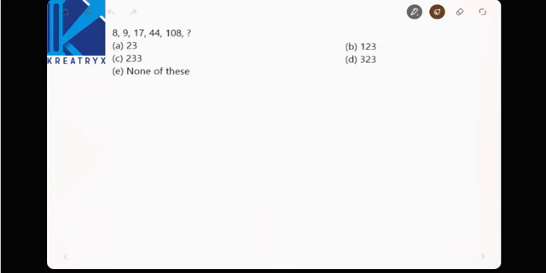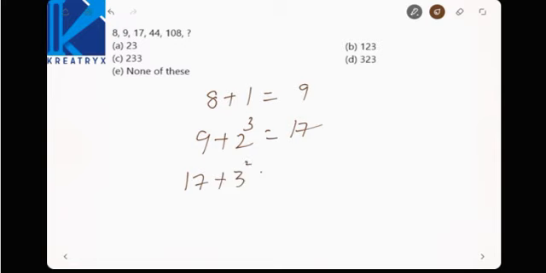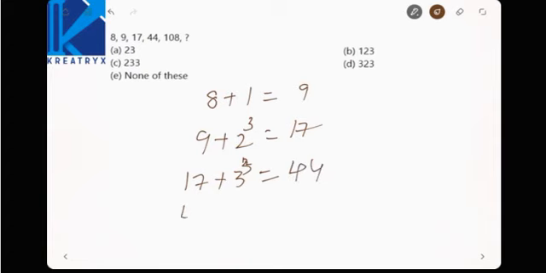Next one, 8, 9, 17, 44, 108 it seems. Now how will you do this? Right, see here, 8 plus 1 will lead you to 9. 9 plus 8 is 17, the difference is 8, so it is 2 cube. 17 plus 3 cube, 27, so 27 plus 17 will lead you to 44. Yes, we are right. 44 plus 4 cube will lead you to how much?